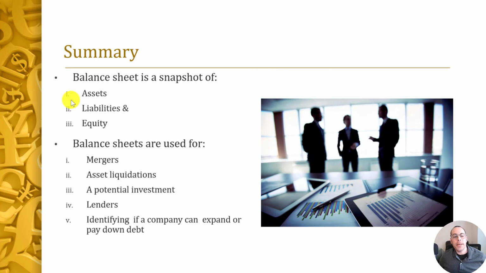So to summarize, the balance sheet is just a snapshot of the company's assets, liabilities, and equity. And it's used for many different types of purposes. If Warren Buffett was looking to acquire a company, he would ask to see their balance sheet. It's also used by management. If they notice some assets aren't being used, they may liquidate them.